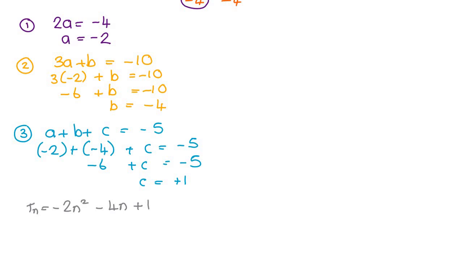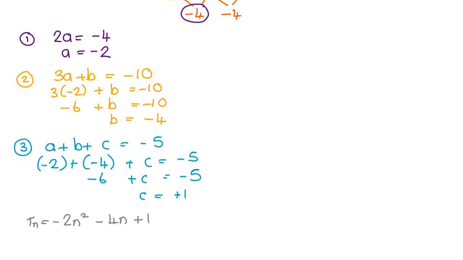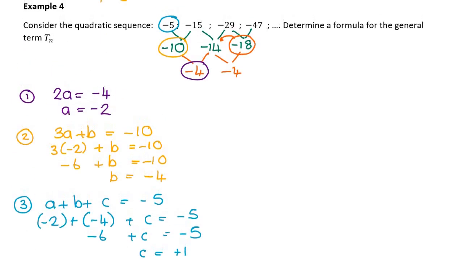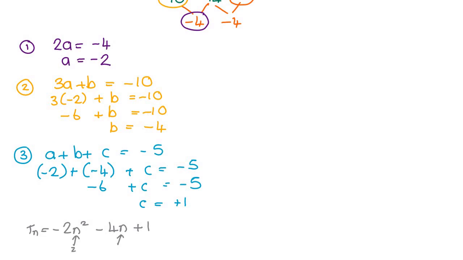Now again, I would just throw in n as 1 and check. So if I put n as 1 in, what do I get out? I get -2, minus 4 is -6, plus 1 is -5. Then I'd put in 2 and just check if you got out -15.